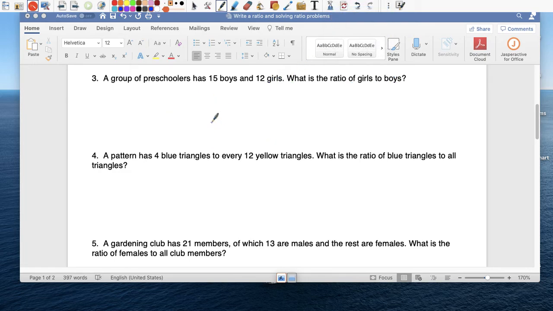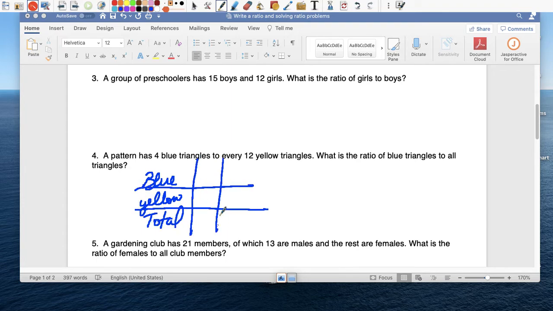A pattern has 4 blue triangles to every 12 yellow triangles. What's the ratio of all blue to all triangles? So this one we actually need to create a table. So let's write blue, yellow, and total. So right now, what do we have? We know that 4 triangles are blue, 12 are yellow. Do we have a total? No, we don't have the total. So we just add 4 plus 12 is 16. Good. Nothing to do here.